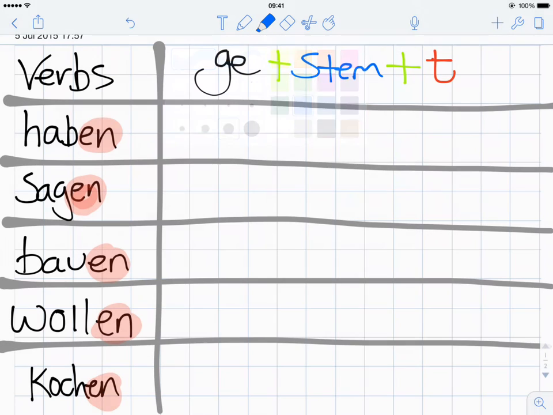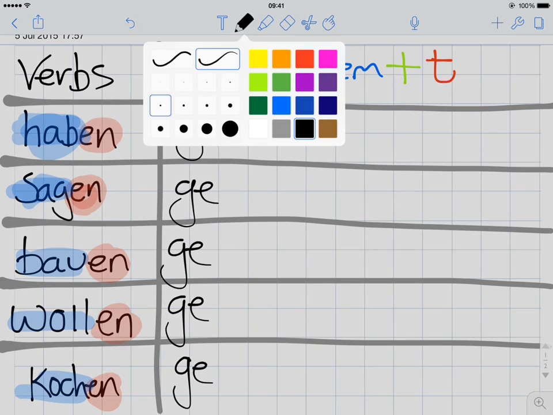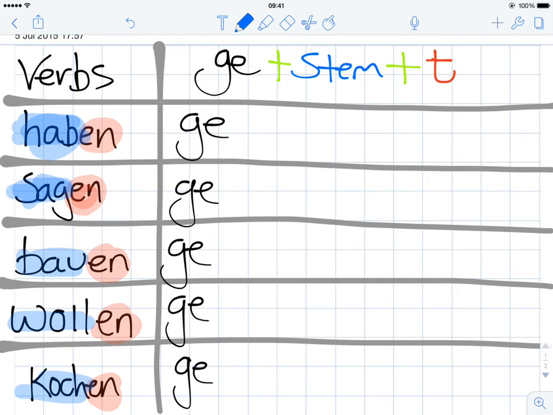What I'm left with is the stem of the verb. So in this case: hab, sag, bau, woll, koch. Those are my stems. So what I can do is automatically fill in this table with the ge, because that's the first part of our rule, the first part of our recipe for building the past participle, a ge in each of the columns there. Now that I've figured out that the blue highlighted sections are my stems, I can start to put those into each of these columns.